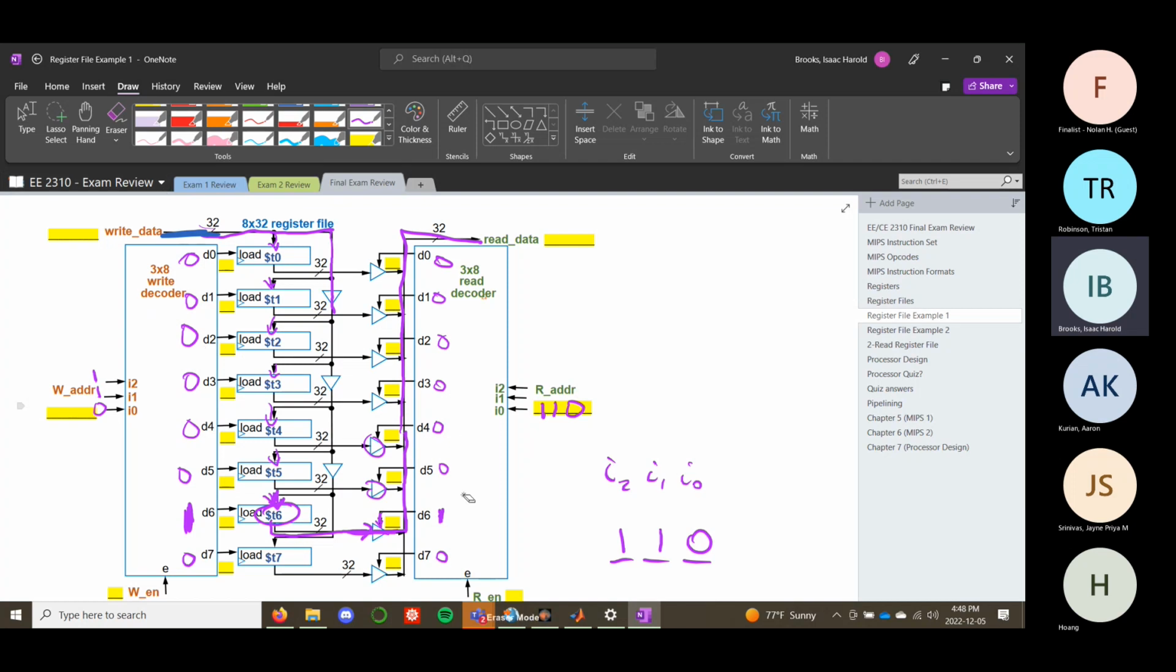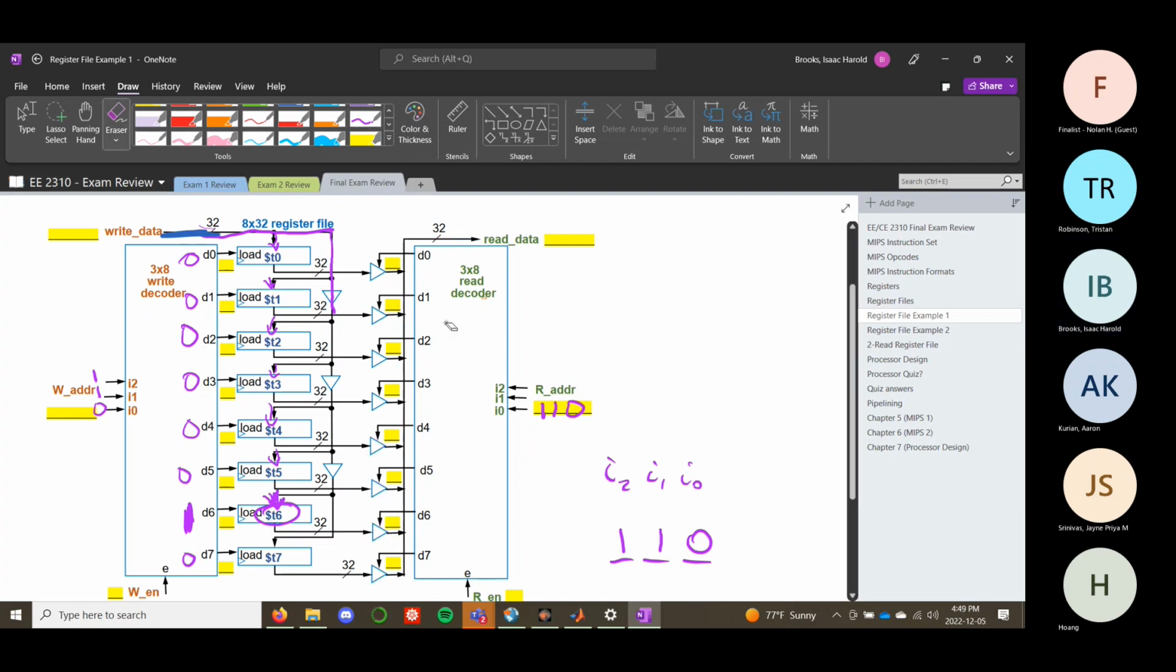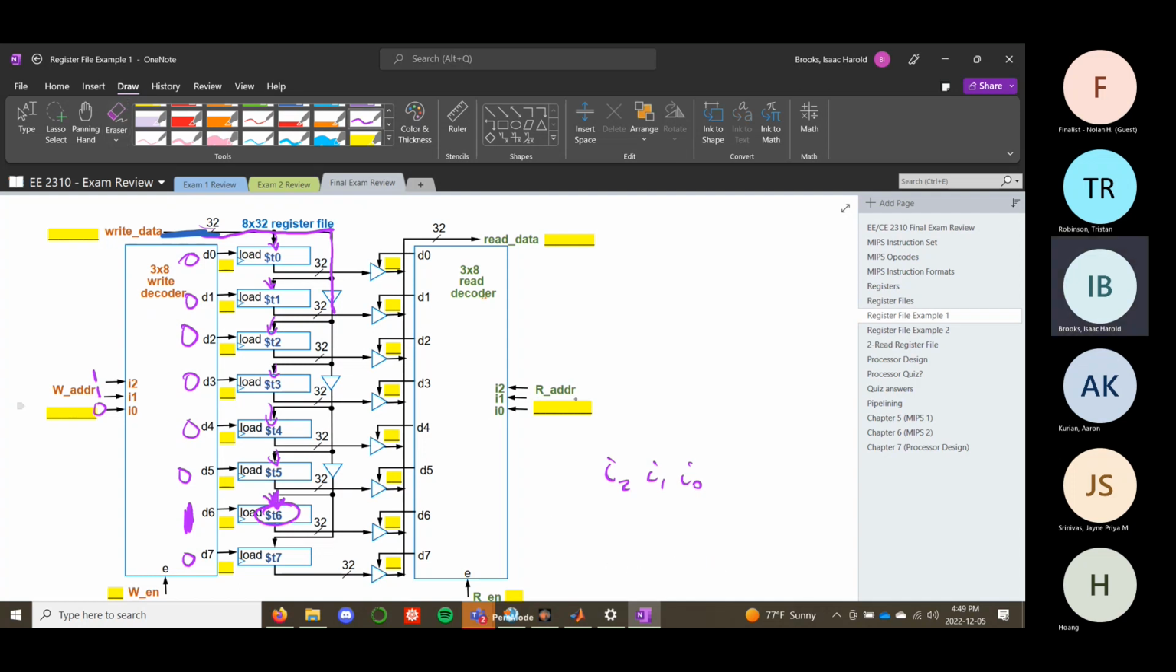So what that would look like is, say we wanted to load into register 6 and read from register 2. So we want to read from register 2. Our read address would have to be a binary 2, which is 0, 1, 0. That means this one is going to have a 1, all the rest of them are going to have zeros. That closes this switch, so the contents of T2 can pass through, and all the other ones are open, so they do not pass through.